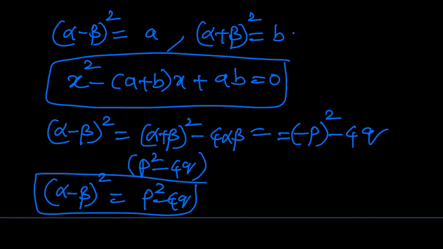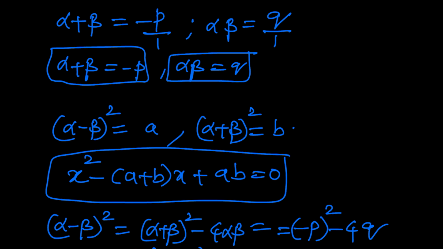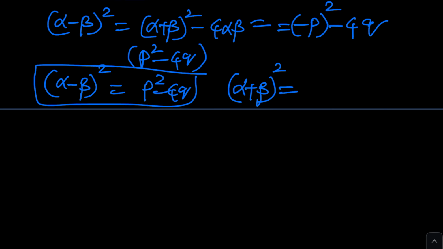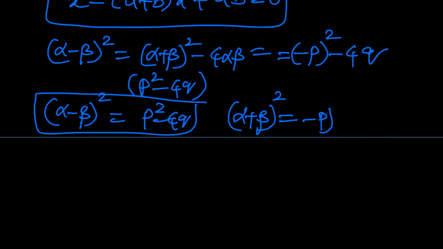Then find out (alpha plus beta) whole square. Alpha plus beta value is minus p, whole square equal to p square.